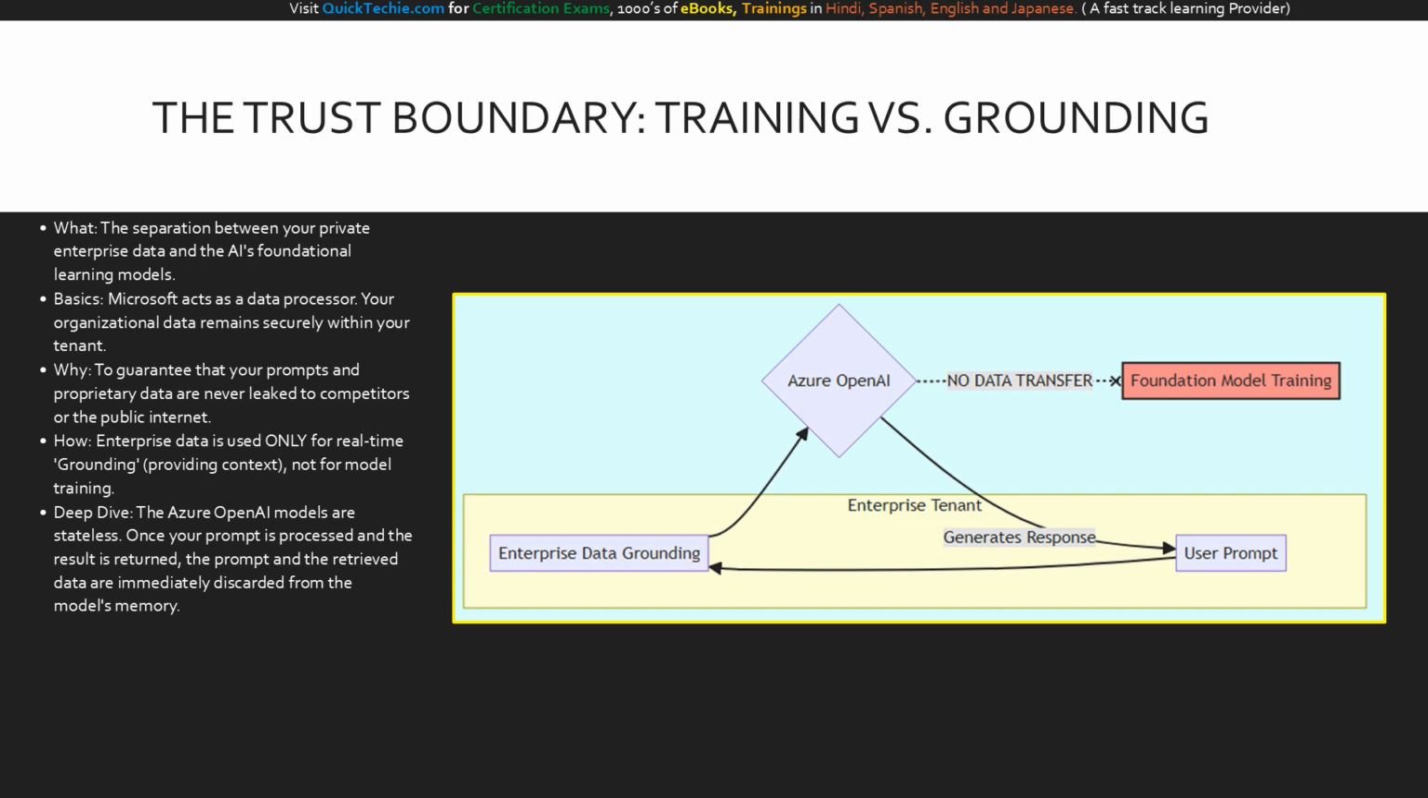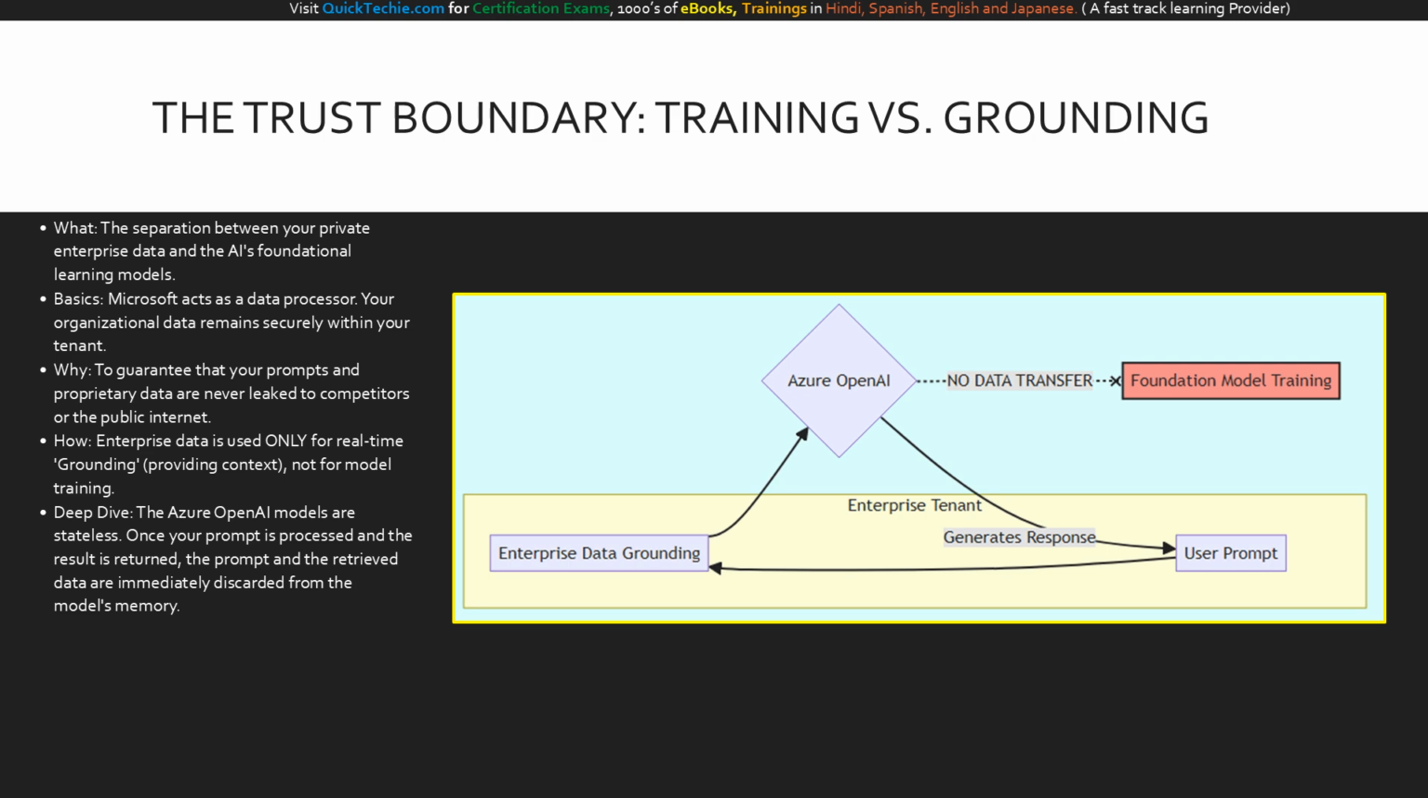Look at this architectural block diagram. On the left, wrapped safely in the enterprise tenant box, we have your prompt and your data grounding. This information flows to the Azure OpenAI engine solely to generate your response. However, look at the red dashed line with an X. This illustrates the hard technical boundary. There is absolutely no data transfer from your tenant into the foundation model training pool.